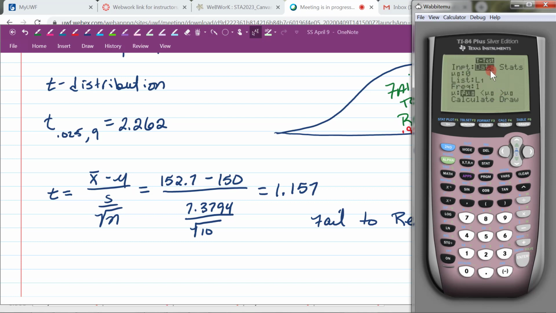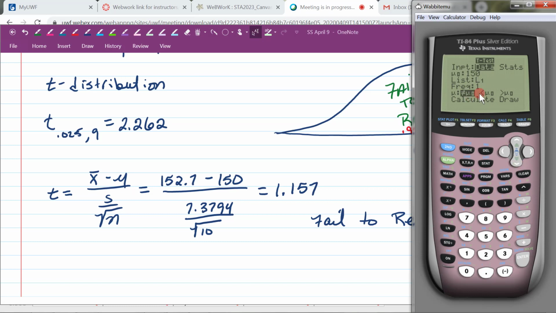And so I have data. If I provided for you X bar and S, the summary statistics, then you would choose statistics. But right now we have the raw data in our list. So we have data and that's highlighted. And we're going to come down here and it says, what is mu? Well, mu was 150, so right here we're going to put 150. And then it says, what list do you want me to use? I have list 1 because that's where my data is. And then right here, frequency, I have no clue what that means, so I just skip over it.